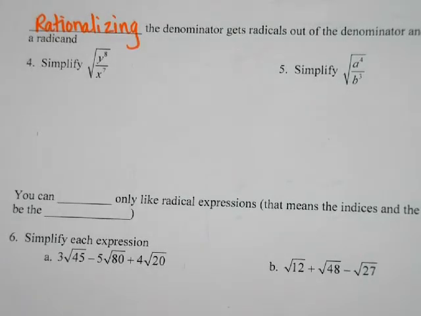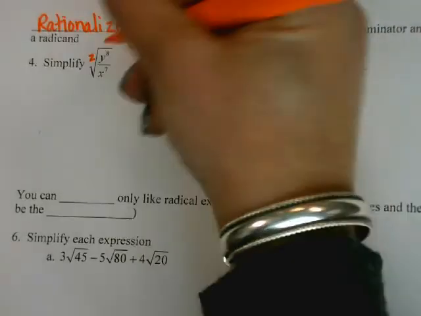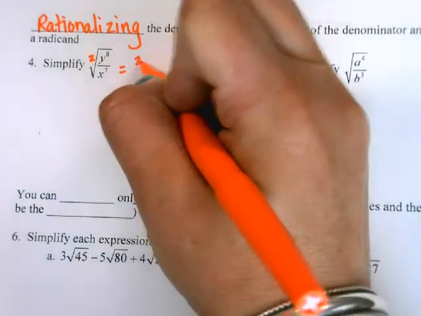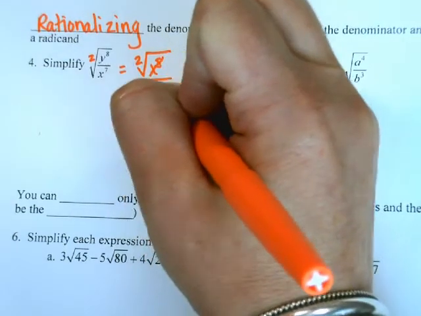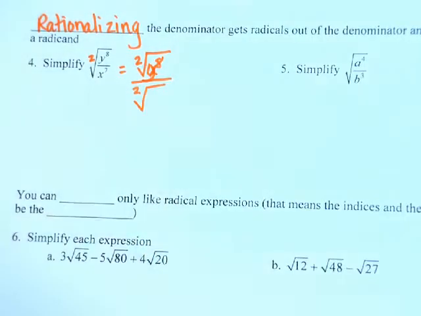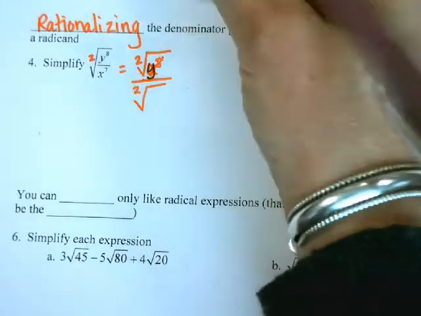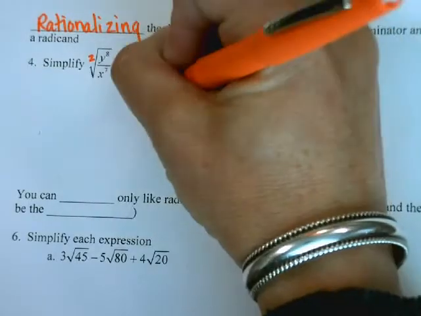Okay, so look at number 4. I have the square root of y to the 8th, x to the 7th. Let's simplify that guy as best we can. What's my index? 2, right? So this is the square root of y to the 8th over the square root of x to the 7th. Sorry, that's a y.